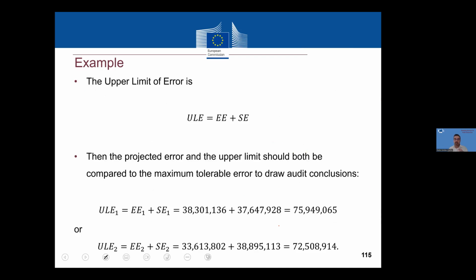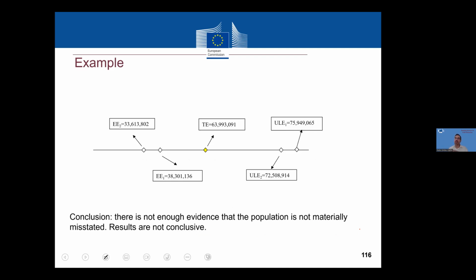So based on this, here we have the upper error limit calculated. Just for the sake of my numerical example, I have calculated it for both methods: the projected error plus the precision under mean per unit estimation, and the projected error plus the precision under ratio estimation. Again, very similar results. And by the way, a feature of this data set that I have used to show you this example is that I have created a situation where results would be inconclusive.